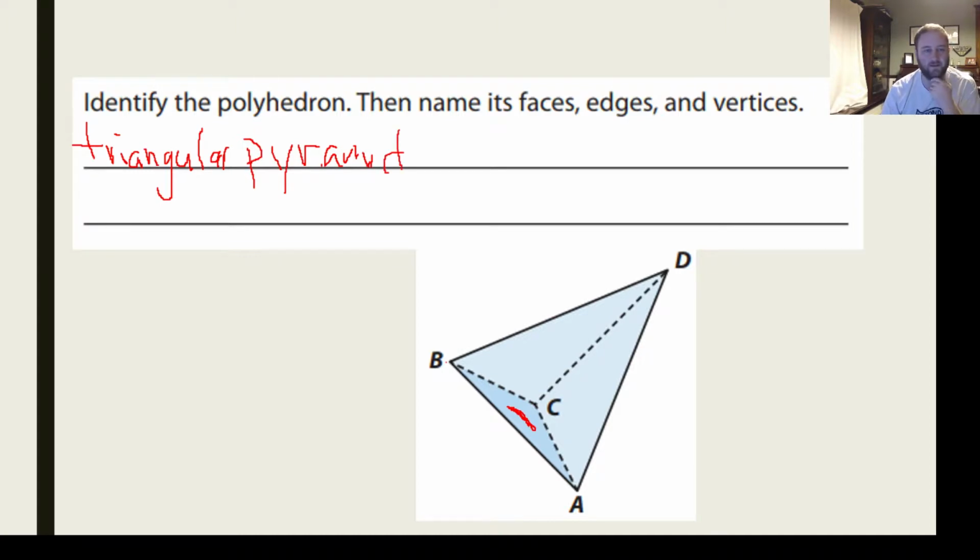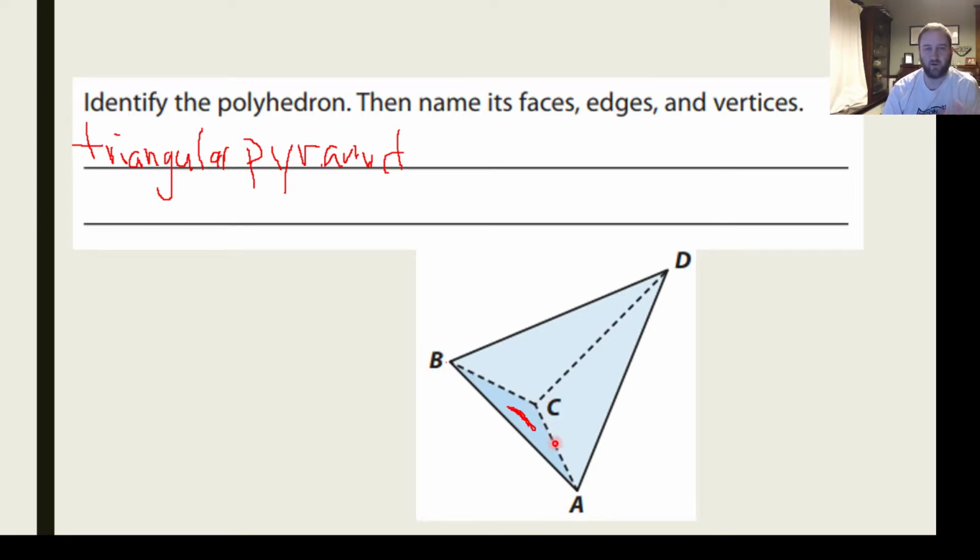Okay, then it says name its faces. Its faces, its edges, and its vertices. So the faces, the base is ABC. Another face is BCD. That's this side. Then it's got ACD. And then there's one more. You don't want to forget the face that's facing us, right? So ABD. Okay. The edges, we've got AB, BC, and CA.